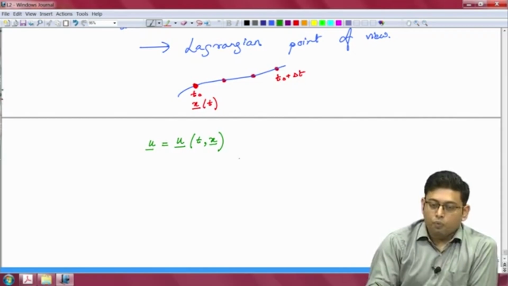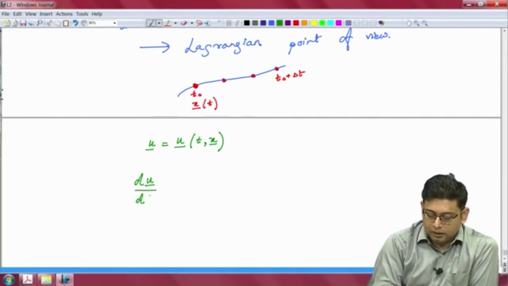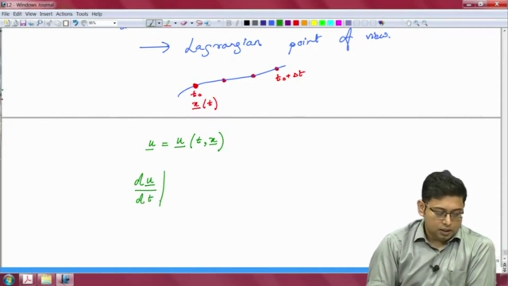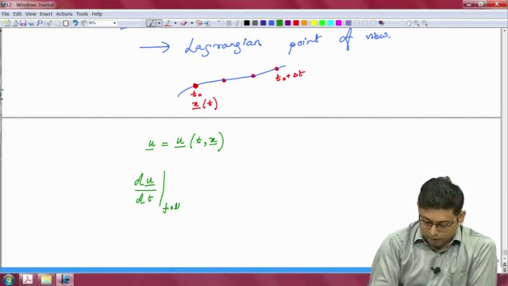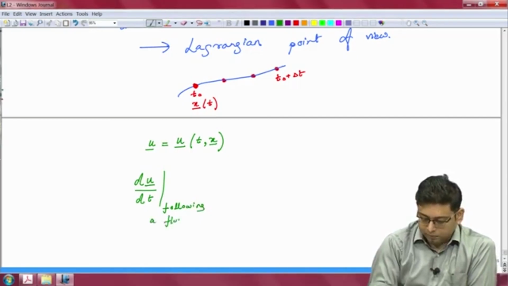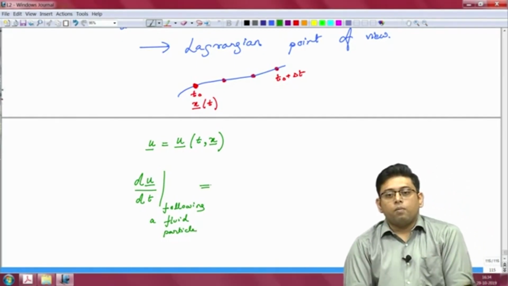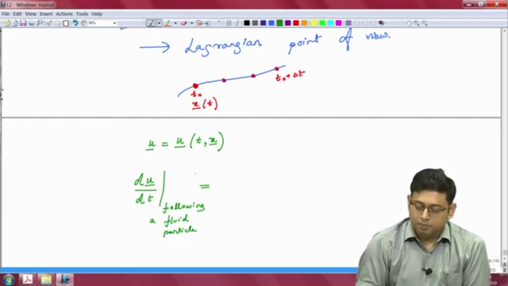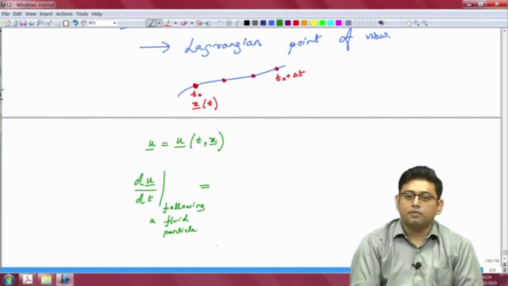So, if you want to apply the derivative, you want to apply it such that the derivative with respect to time is following a fluid particle. And if you are looking at it from the Eulerian perspective, so if u is an Eulerian variable, you cannot compute this time derivative easily.